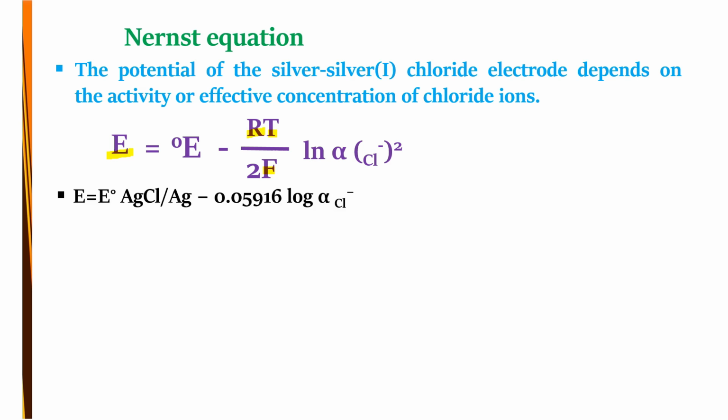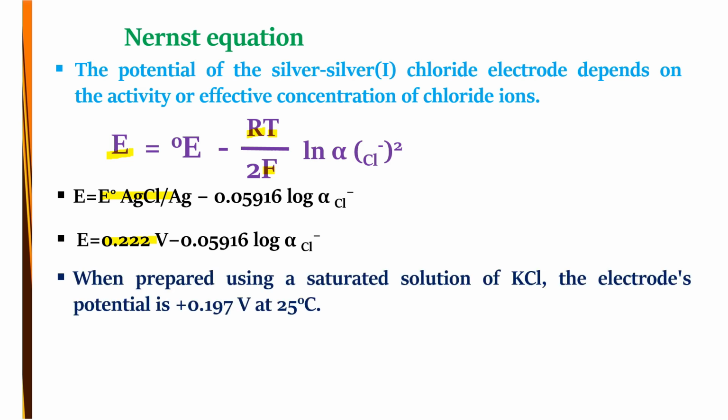Simply we can write the electrode potential of the cell as follows: the standard reduction potential of silver chloride minus 0.05916 log of activity of chloride ion. According to IUPAC, the standard reduction potential of silver chloride is 0.222 volts. And the other factor is 0.05916 log activity of chlorides.